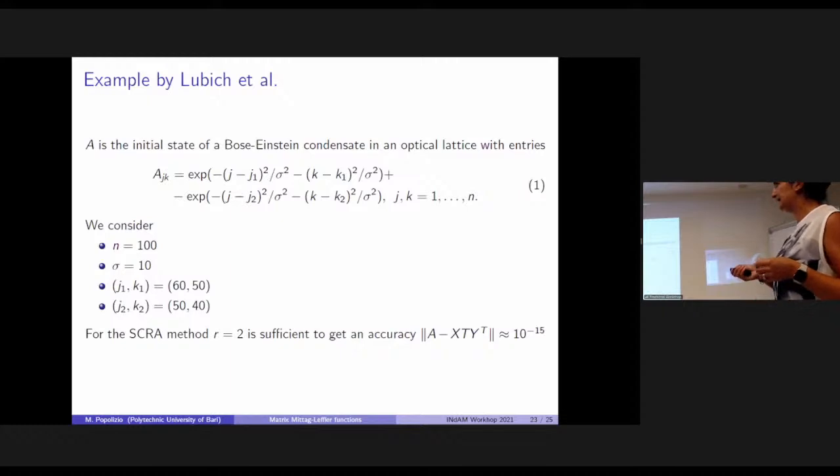Okay, this is the last example. We have this matrix proposed by Rubik to describe the initial state of a Bose-Einstein condensate in an optical lattice. The matrix is defined like this. Actually, we have the same parameters that the authors used in their paper. And in this context, you see that R is equal to 2. So just 2 columns and 2 rows. So actually, we have a block 2 by 2 in which we computed a Mittag-Leffler function.